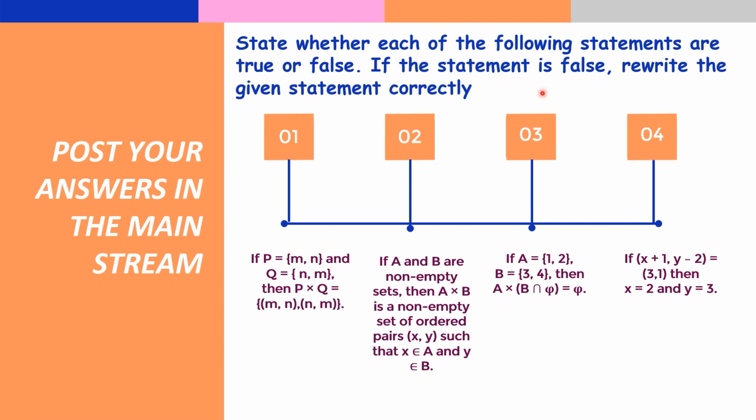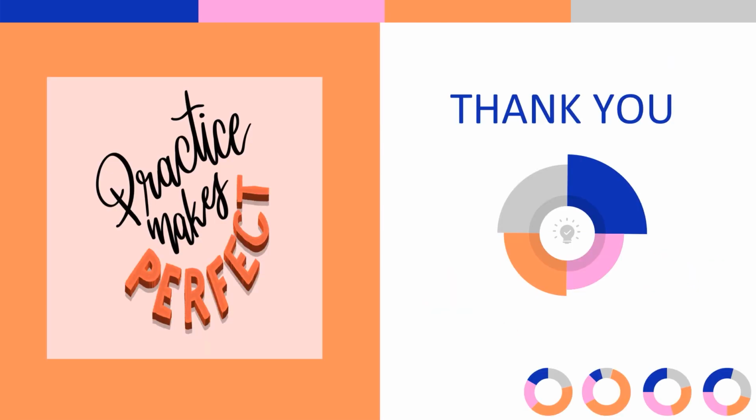So this is for you to try. State whether each of the following is true or false. If the statement is false, rewrite the given statement correctly. You will just find out whether it is true or false. If the statement is false, you will rewrite it and tell the correct answer. Okay, children, I will be waiting for the answer in the mainstream. Do it.